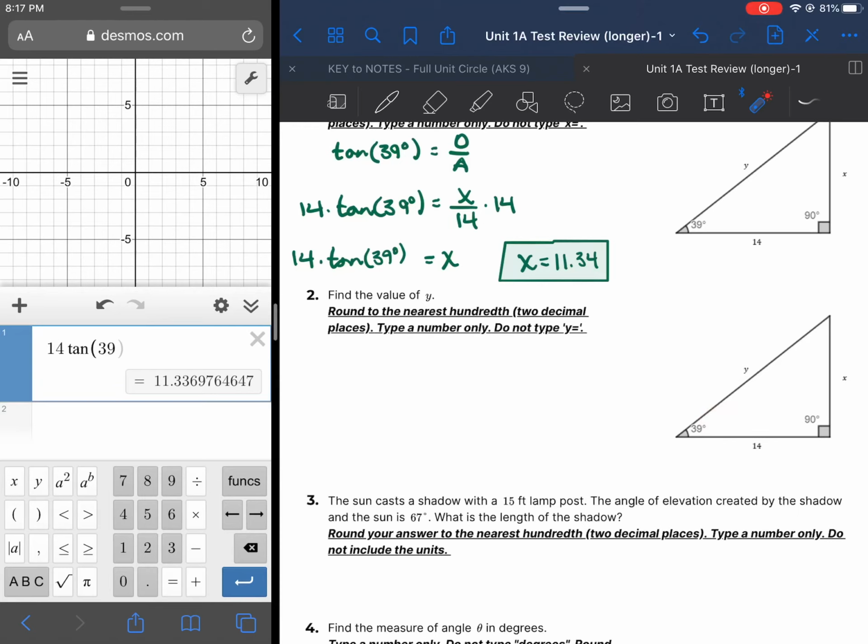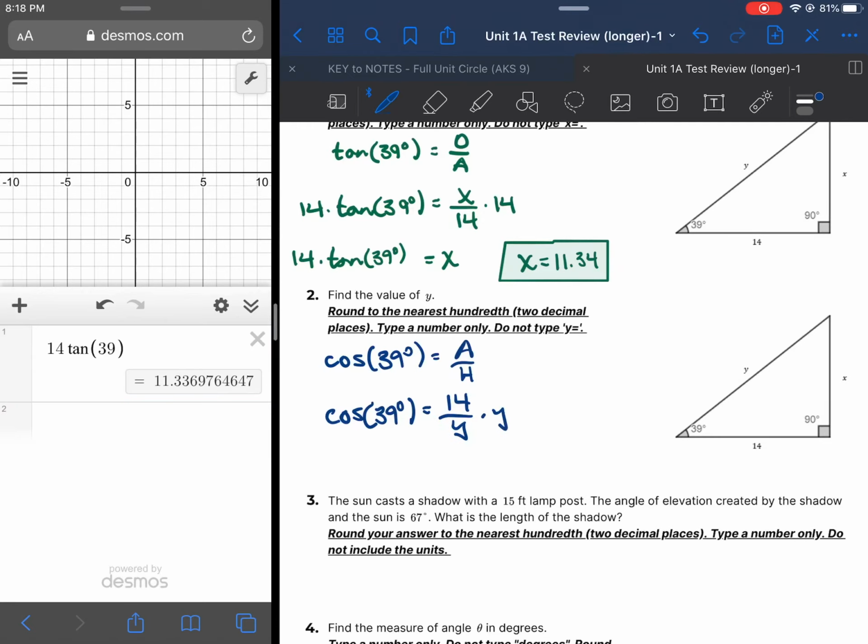So when we think of a trig function that works with the adjacent leg and the hypotenuse, that's going to be the cosine. So we would say that the cosine of 39 degrees, and again we know cosine is adjacent divided by hypotenuse, so that means the cosine of 39 degrees is going to be 14 divided by y. And we can multiply y on both sides. So we get y times the cosine of 39 degrees equals 14. Now we just need to divide both sides by the cosine of 39 degrees, and that's going to give us our y value.